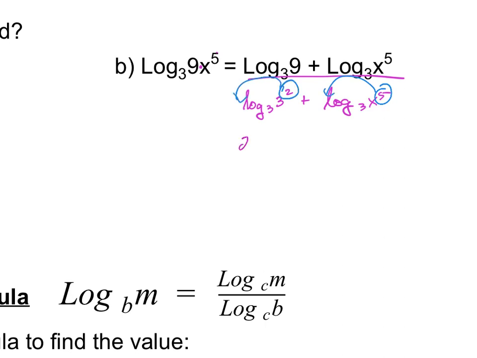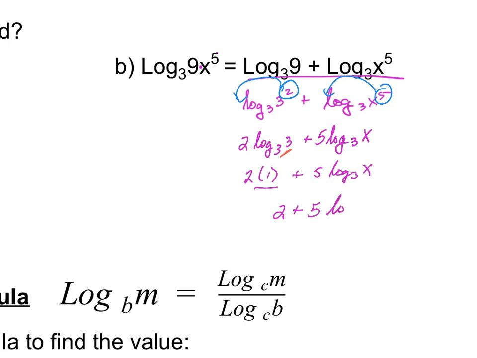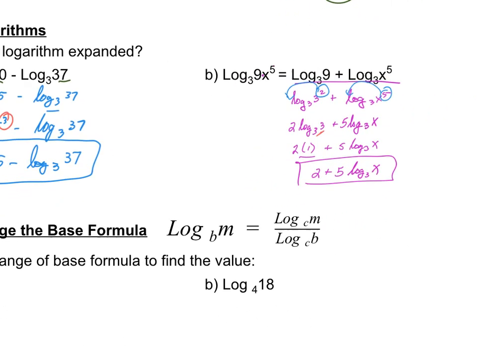So I can rewrite this as 2 log base 3 of 3 plus 5 log base 3 of x. And remember, this is an identity that we talked about. Log base 3 of 3 is going to be equivalent to 1. You can check it in your calculator if you need to. Therefore this is going to simplify just to 2 plus 5 log base 3 of x. And there you go. There's your expanded form of that logarithm.